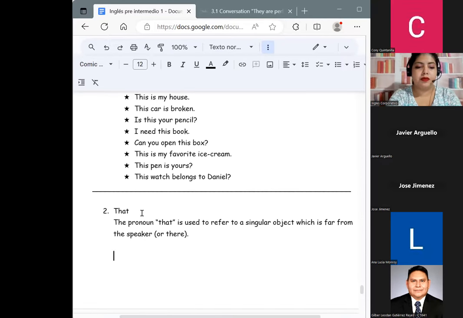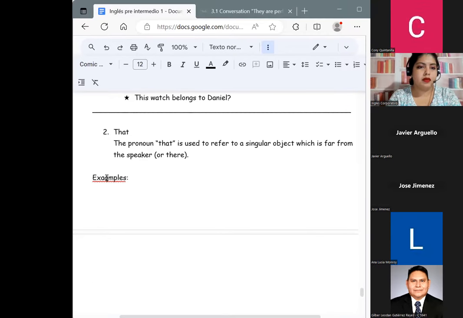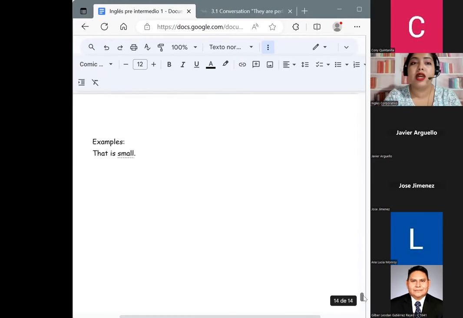We are going to see some examples. And we have here the first one. That is small. In this case, we are talking about an object that we are seeing. And we are referring to that information using this pronoun. For example, we can talk about the stars in the sky. And we say, that is small. That star is small. Or that dog is small. That tree is small. That cat is small. Whatever thing we have far from us that we are seeing in that moment, we can use this kind of word.